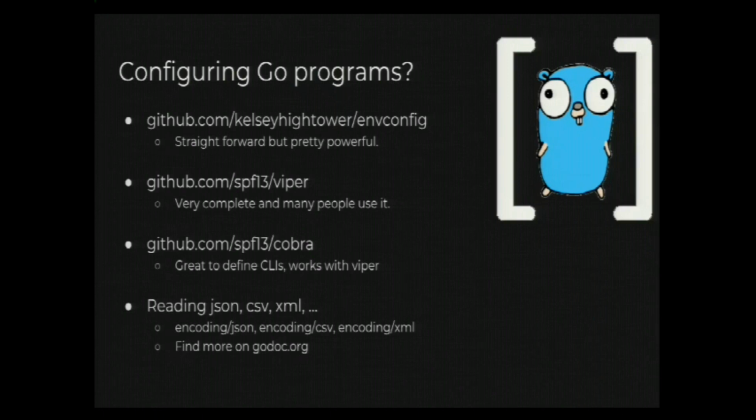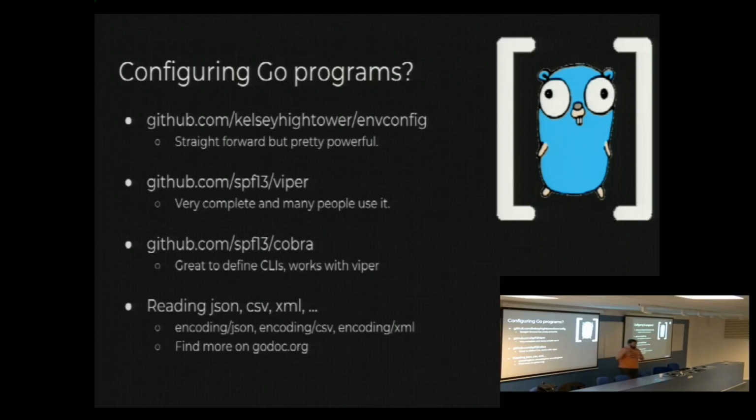If you're using Cobra, probably for configuration, you're going to use Viper directly because they're basically integrated. If you're not using Cobra, envconfig I find simpler, which is good for a tool that does its job. And then for reading JSON, CSV, XML, all that stuff, the standard library has packages for that.